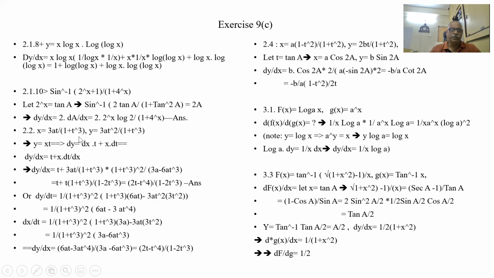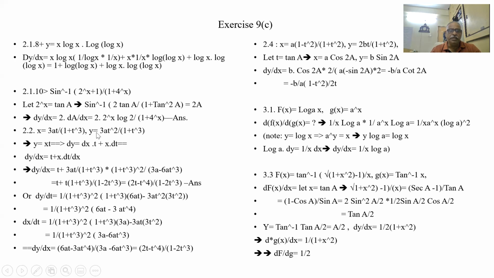Let us see 2.2. x is equal to 3at by 1 plus t cube, y is equal to 3at square by 1 plus t cube. Find dy by dx. So dy by dx, this is y, this is x: 3at by 1 plus t cube, 3at square by 1 plus t cube.